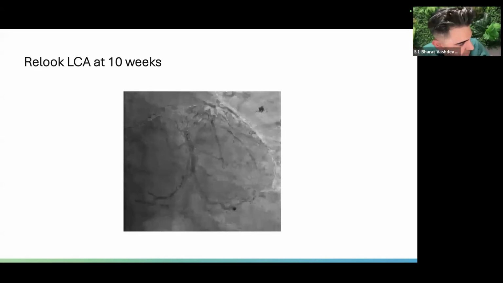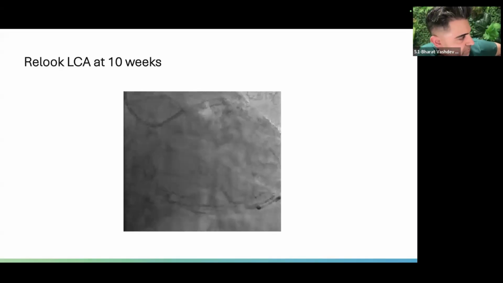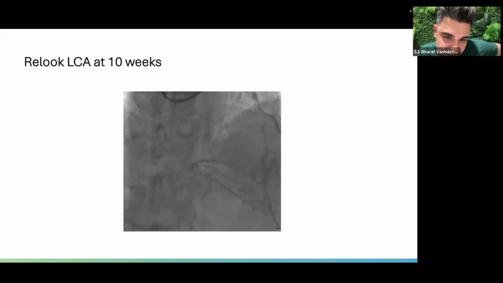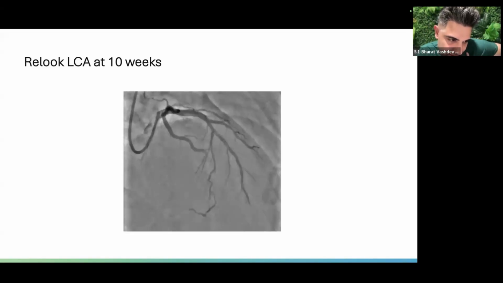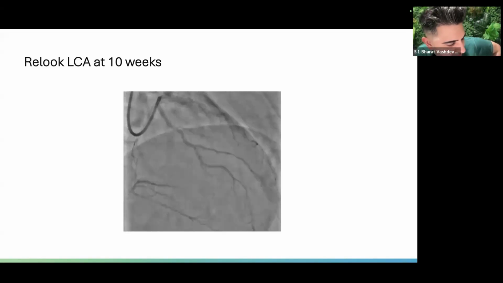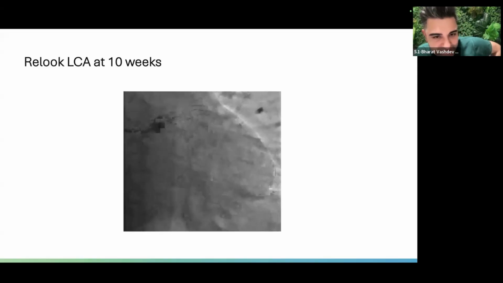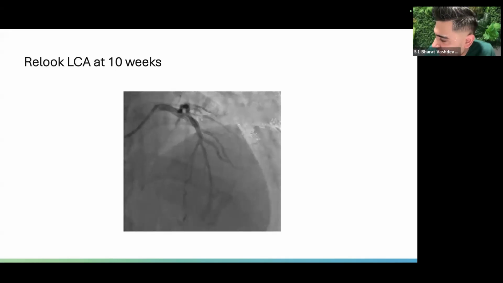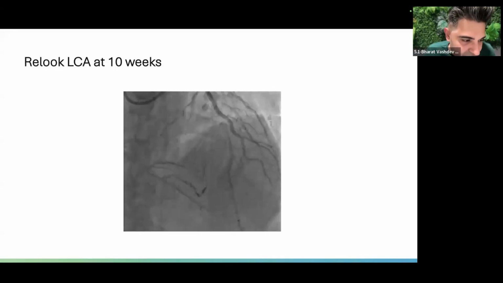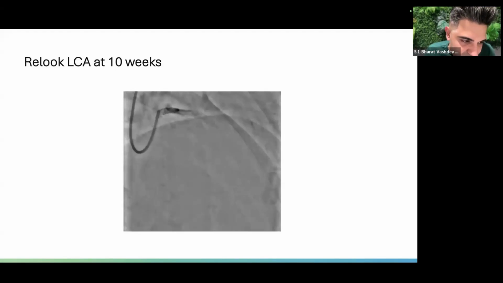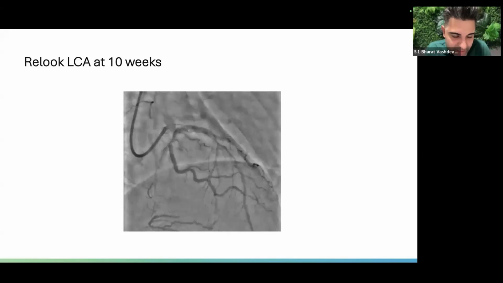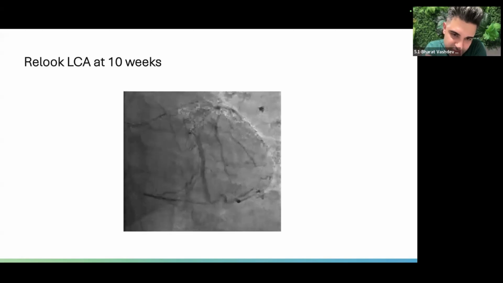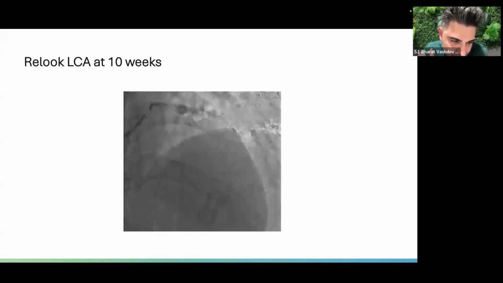Yes, I've actually submitted to AsiaIntervention, and they've accepted my case. It's a case and a step-by-step. They asked me to name it JDT, jailed DCB technique. So I've done about 35 now, and it's been submitted to AsiaIntervention. They got back to me, and I've made the revisions, and the publication should be out soon.